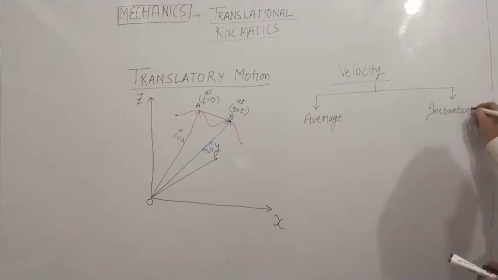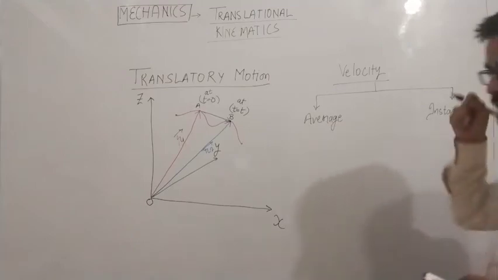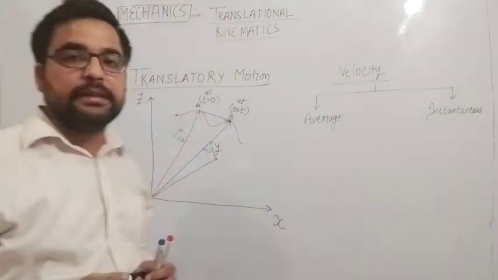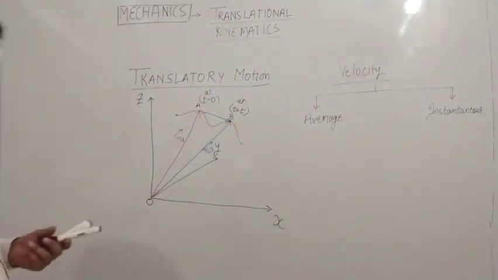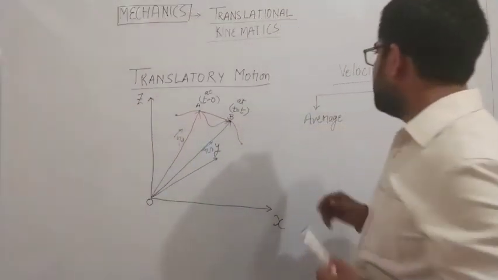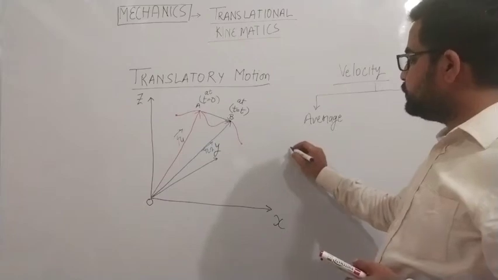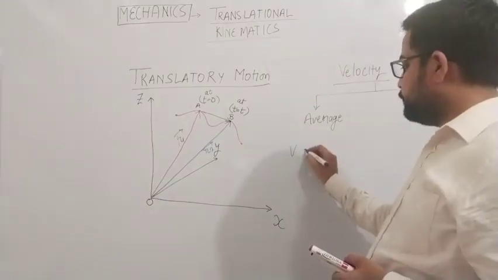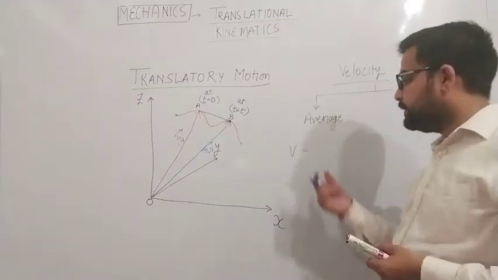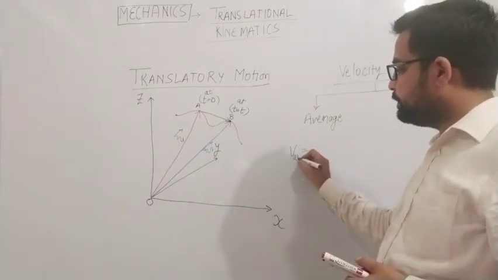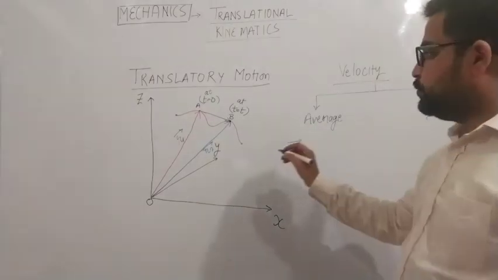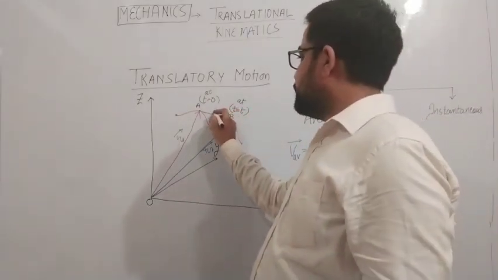That is, if you are asking at this very moment, what is the velocity? That comes under instantaneous velocity, right? So, what is V average? Velocity we have generally studied already, right? What we generally study, total displacement upon total time, that is actually average velocity. That is total displacement upon total time.